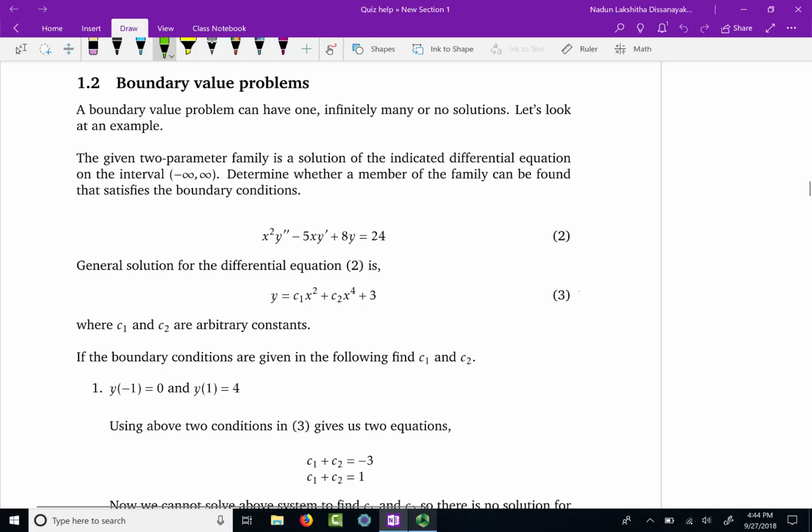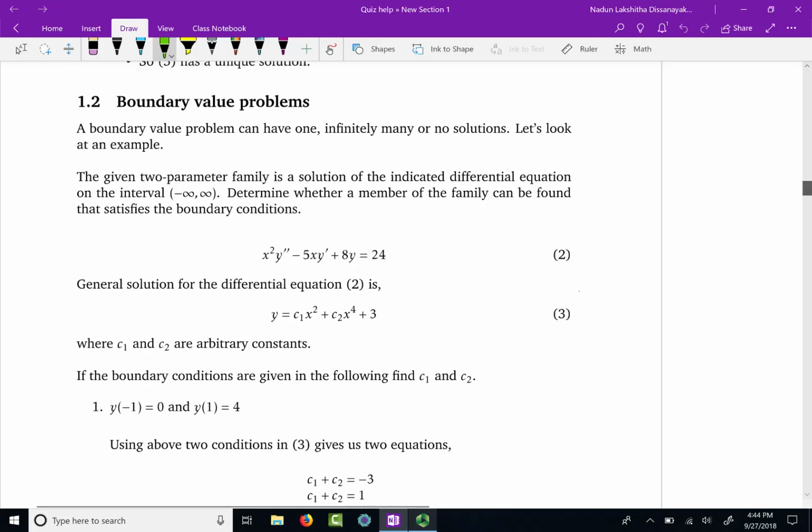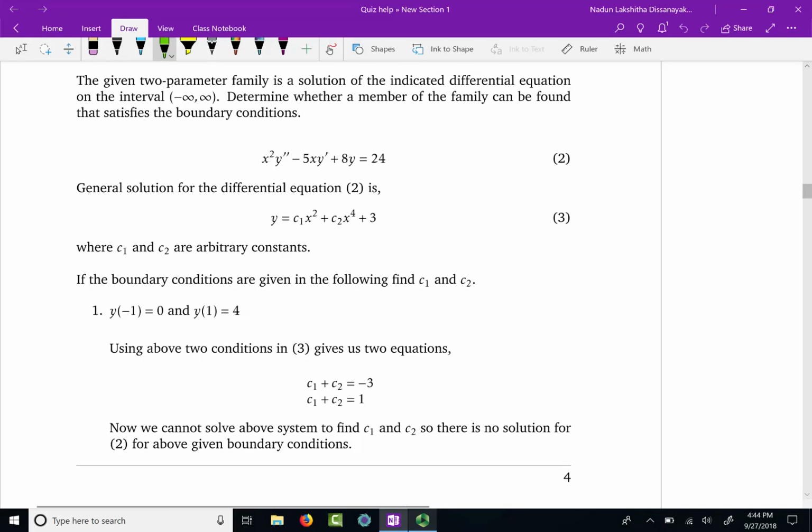So let's look at some cases. Here we are given a differential equation, and I have given you the solution also. You don't need to be concerned about where I got the solution; I am just providing it. Later in this course you will know how to get that solution. The differential equation and the solution are given. C1, C2 are constants.